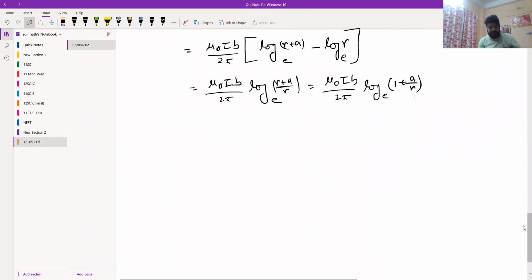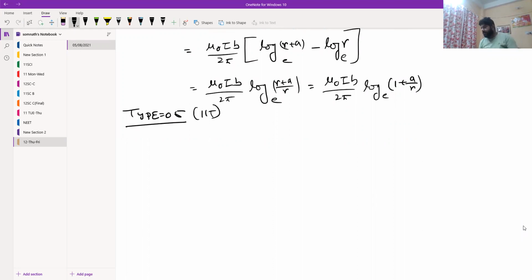Type 5. Look at this question asked in IIT. See the question. Beautiful question. The question is that this is a magnetic field. In the presence of this magnetic field, there is a rectangular wire like this.